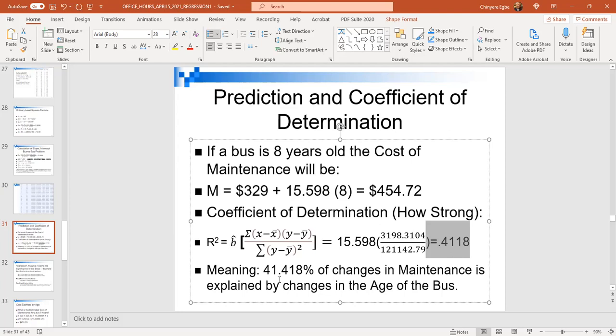Okay, it could be the locations where we drive the bus. If we drive a bus in very bad roads, and so what happens is that you get one bus that is 8 years old and another bus that is 8 years old, but the cost of maintenance will not be exactly 454. It could be 459 for one, it could be 500 for another, because maybe bus number 2 will drive in rough roads, okay? Because bus number 2 is driven by bad drivers who abuse the bus, and so they create more problems for the bus.